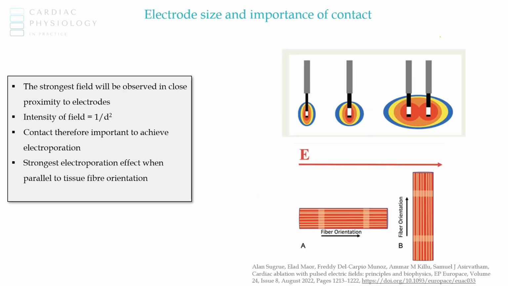Pulse field ablation is still reliant on good contact to deliver effective electroporation. The strongest electrical field will be observed in close proximity to the electrodes, and the intensity or strength of the field is related to distance with an inverse square law. Contact is therefore important to achieve effective electroporation, and interestingly, the strongest electroporation effect is observed when the catheter is placed in parallel to the tissue fiber orientation.